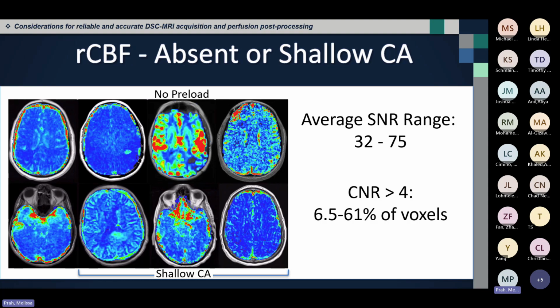Now, these are the CBF images, the blood flow images. And while they're slightly more difficult to recognize, one telltale sign can be a relatively flat or spotty appearance. However, this is not always the case, and further scrutiny of the DSC signal profile is required.